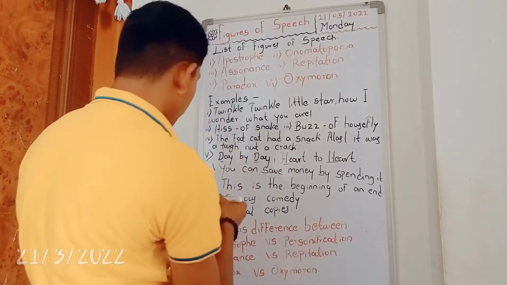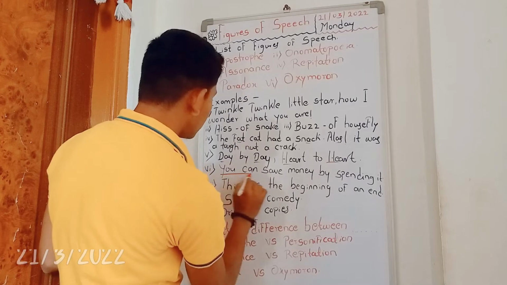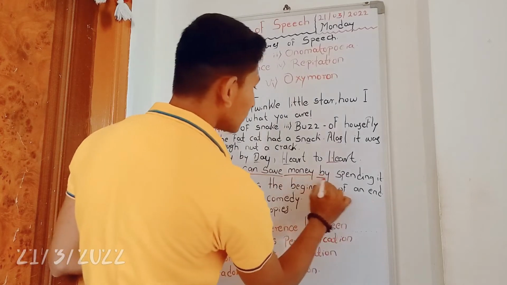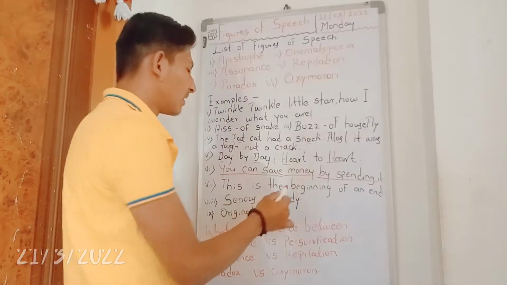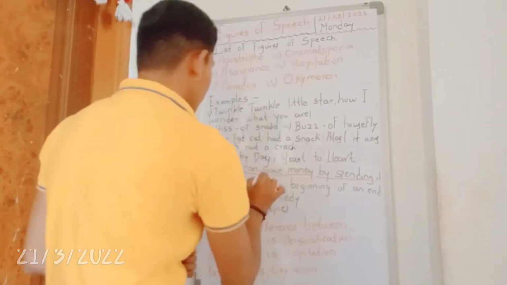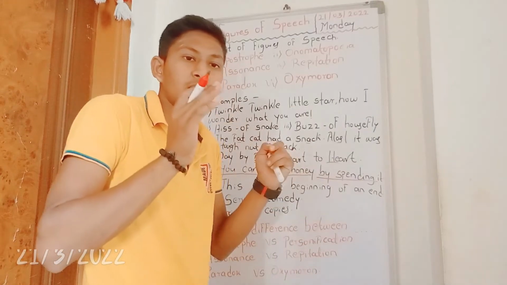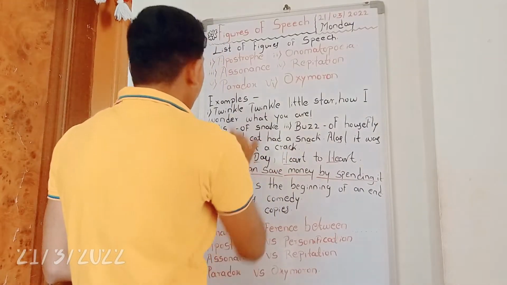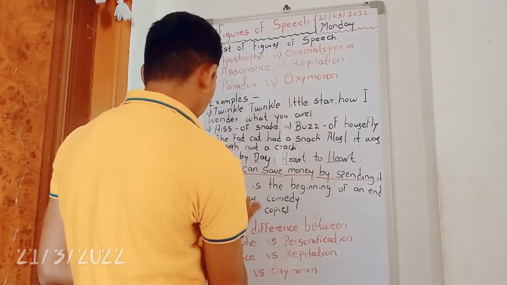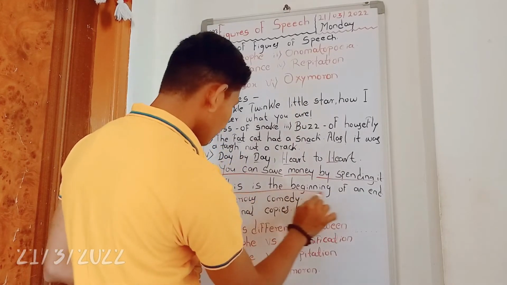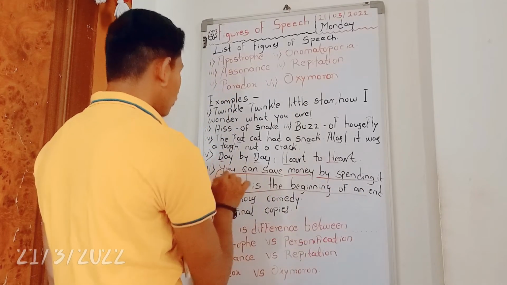Like, you can save money by spending it. How is it? It will create humor, but it will lead to deep thinking and profound knowledge. That we call paradox and oxymoron. Both of these examples belong to paradox.